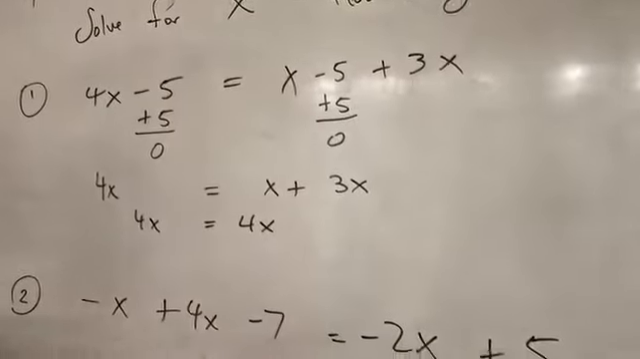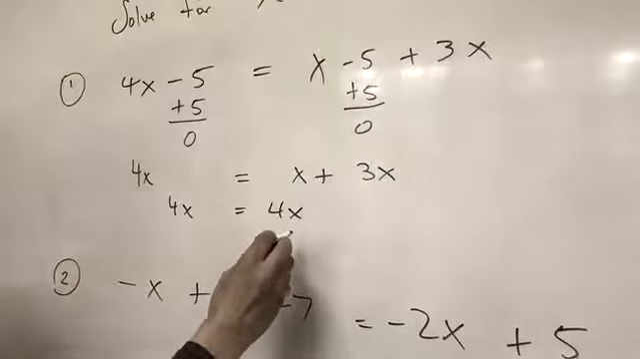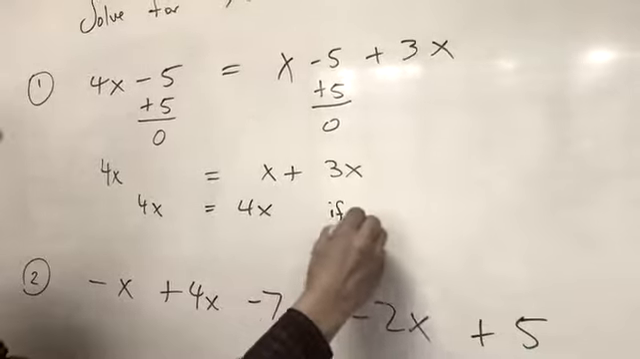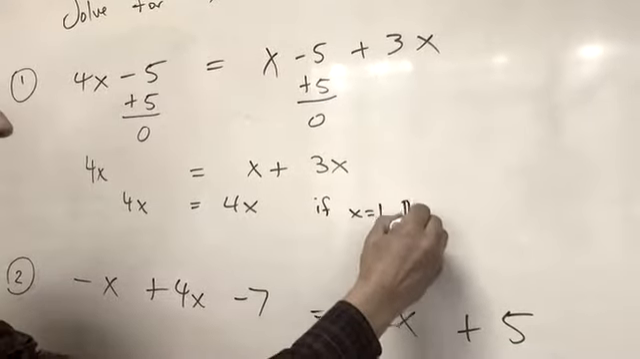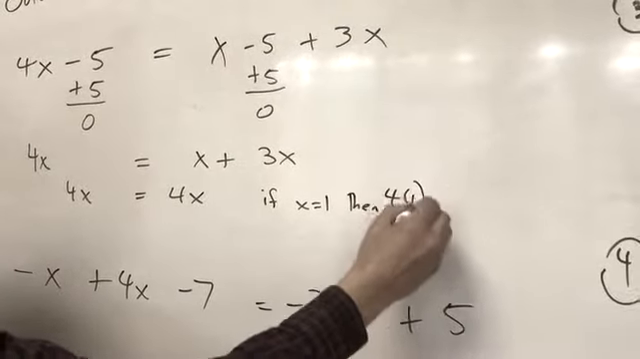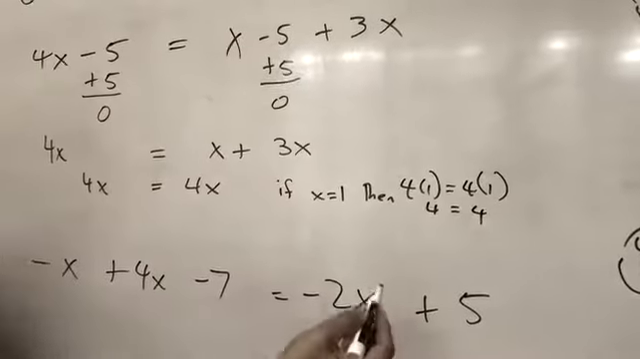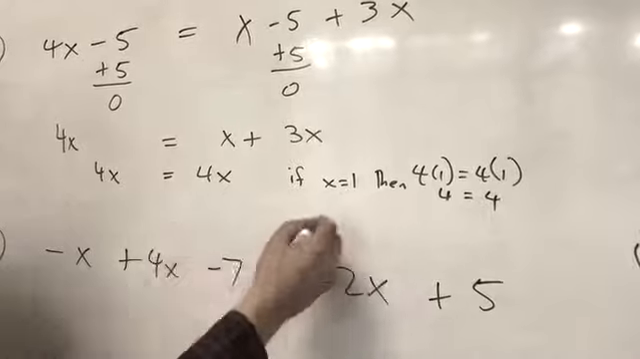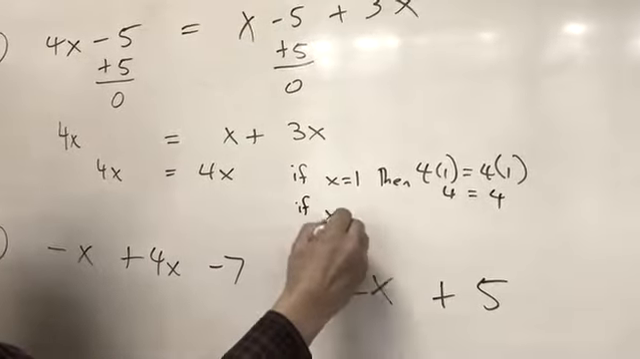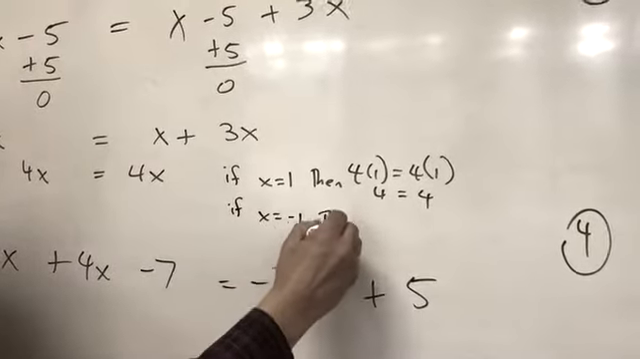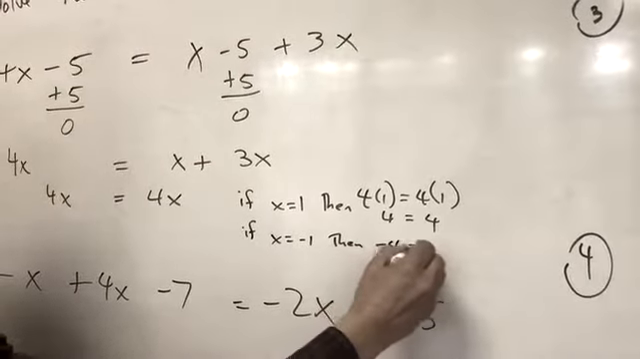And this is what we're saying. No matter what we put in for x, if x equals 1, then we have 4 times 1 equals 4 times 1. 4 equals 4. That's true. Therefore, 1 is a solution. But we can do that with any number. If x equals -1, then we get -4 equals -4.